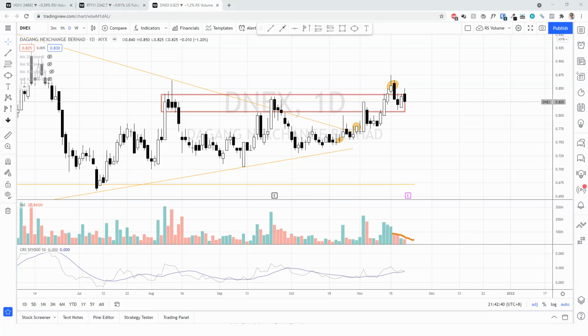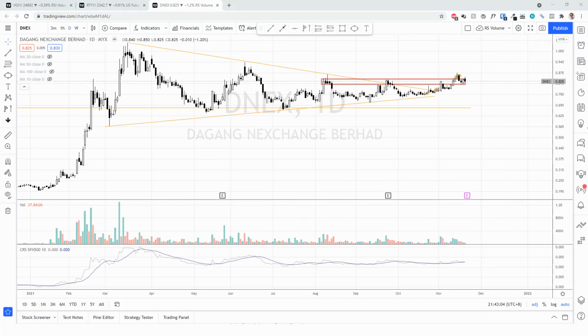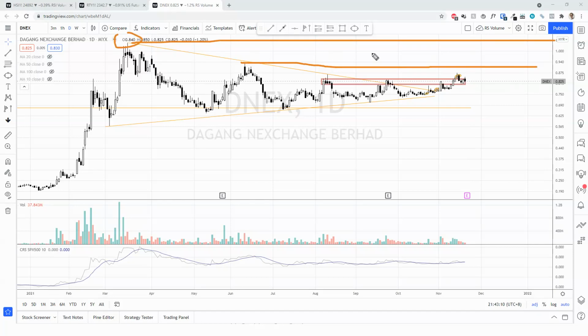So I think that could become a good entry. At least, a tight stop would be here. A better stop, or a slightly conservative stop, would be here, maybe about 76 or 80. Your reward will be, if it breaks out successfully, somewhere at least at this first level, then this second level, or the all-time high level.